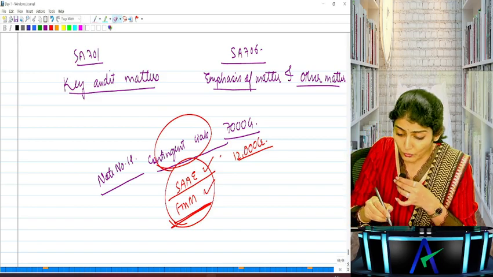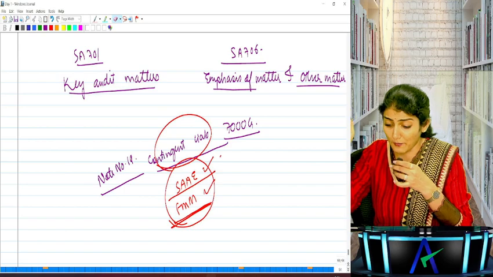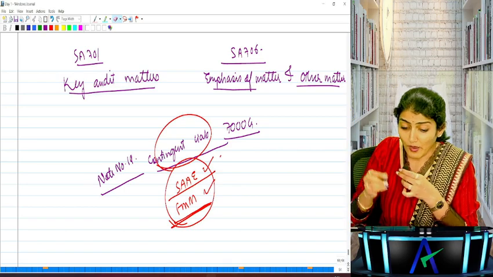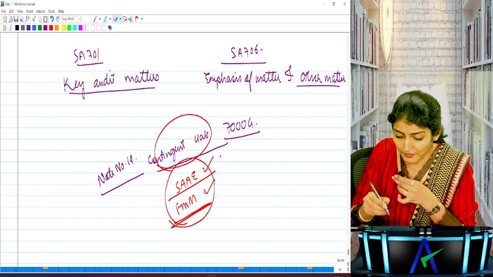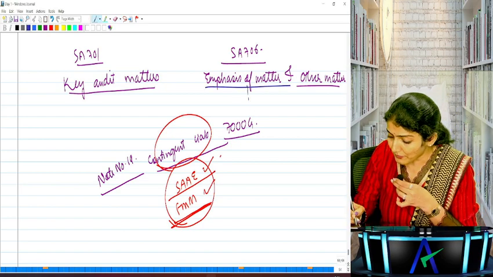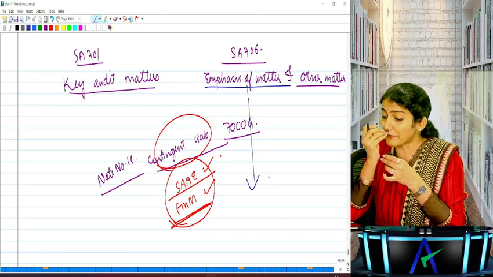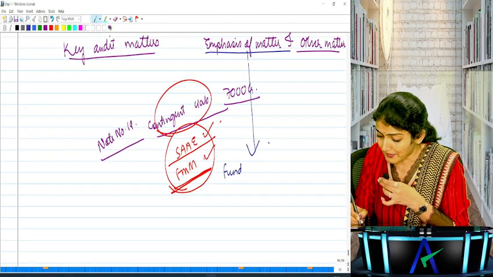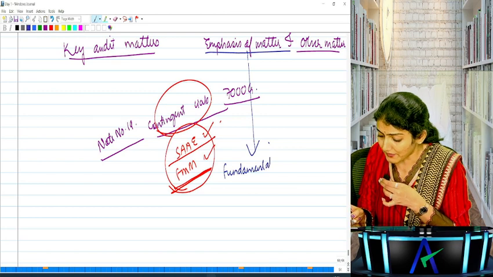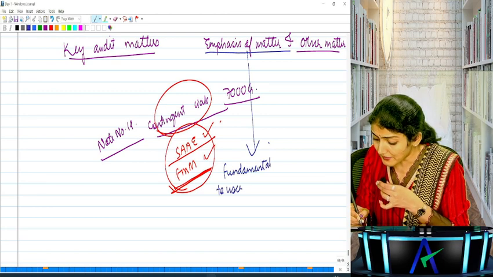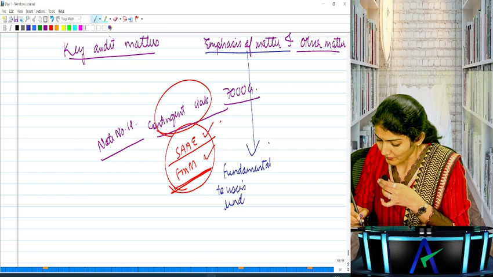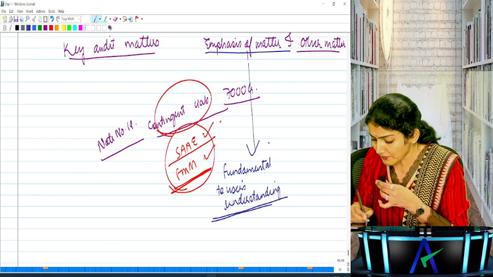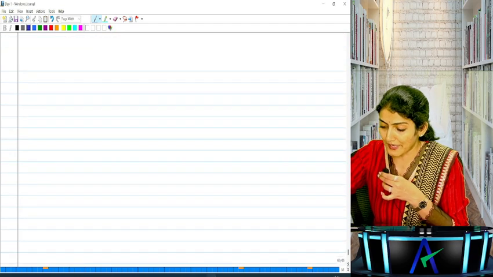But I say no, I feel such a big amount, I want to mention it in my audit report itself. So how can I mention it in my audit report itself? By mentioning it in the emphasis of matter paragraph. What is the emphasis of matter paragraph? Any matter which the auditor thinks is fundamental to the user's understanding. Right, so that can be put in the emphasis of matter paragraph.